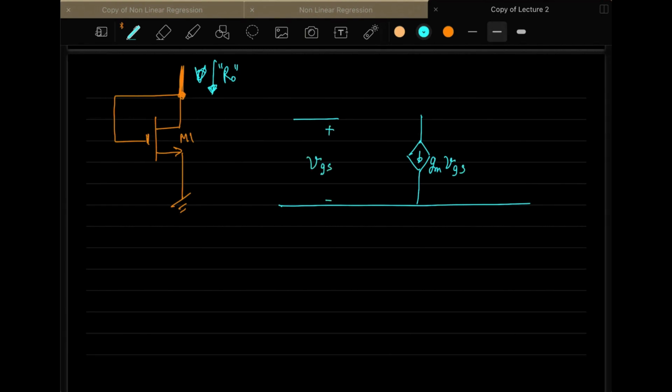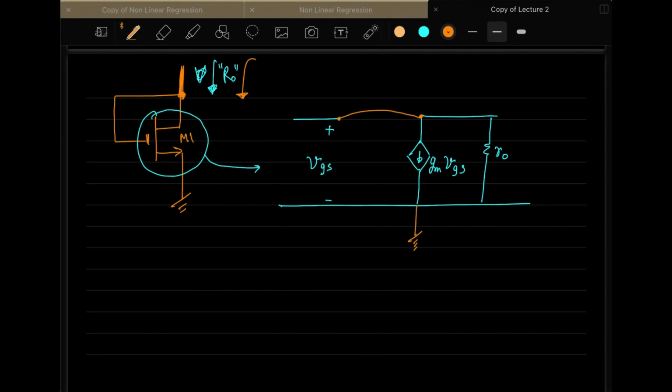I am replacing this MOSFET by the small signal equivalent, and then you know that the gate is connected to the drain, so you connect this line here. You know the source of this MOSFET is grounded, so you connect it like this. What you want to do now is calculate the output resistance from here.